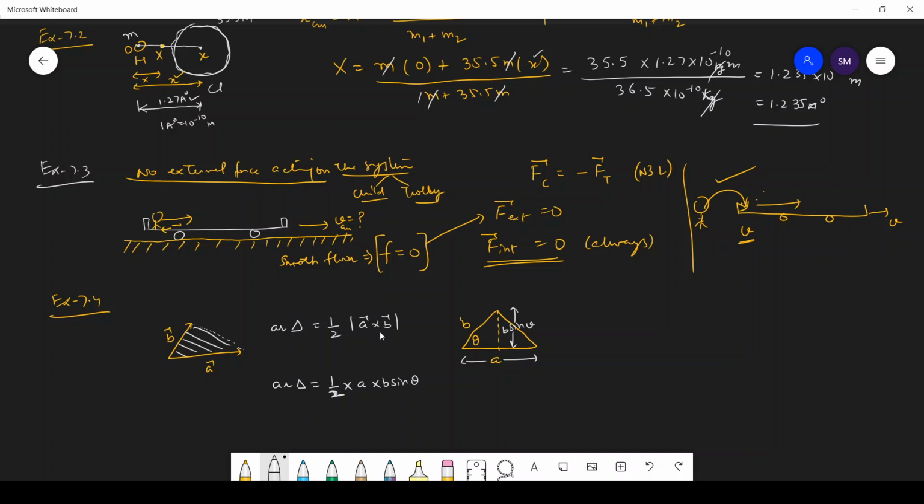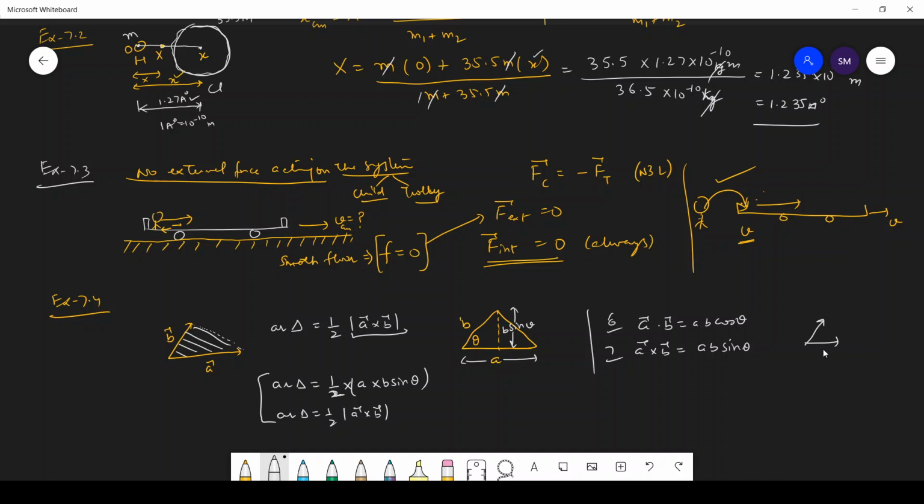And what is A cross B? A cross B is AB sine theta. So the area of the triangle is equal to half of this value, which is nothing but the magnitude of A cross B. Hence proved. This is what you need to prove. It is so simple. You know that A dot B is equal to AB cos theta, that's the scalar product, and the cross product is the vector product. The scalar product was introduced in chapter 6 and this is introduced in chapter 7. So A cross B is AB sine theta, and this is a vector.